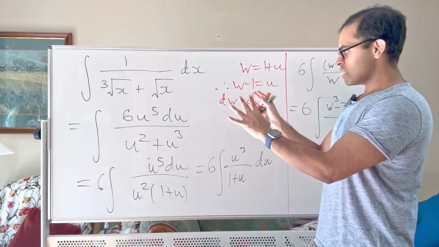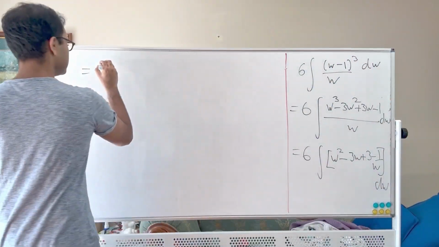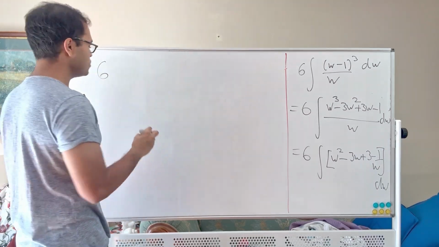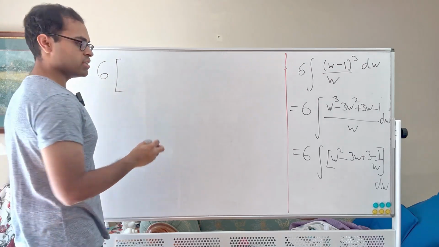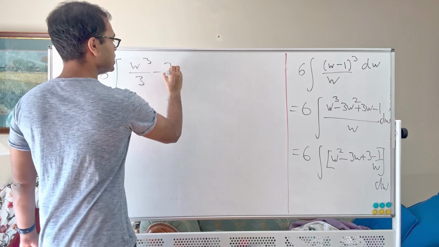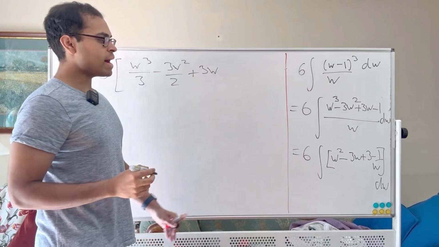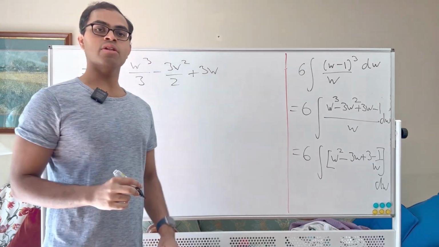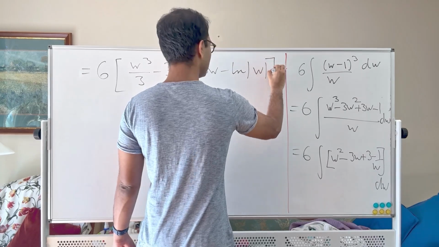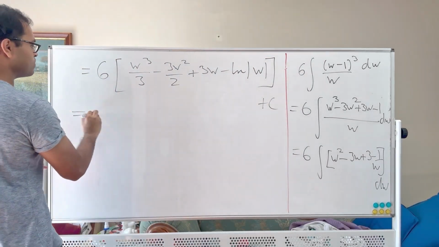So I'm going to now start doing that on this side of the board. Let's expand everything out. So we're just going to get 6 times the integral of that. We can do it term by term, using the power rule for anti-differentiation. So we're going to get w cubed over 3 minus 3w squared over 2 plus 3w, and then minus 1 over w. The integral is going to be minus log of the absolute value of w. And of course, everything is going to be plus a constant. So we're going to get to that at the end as well.